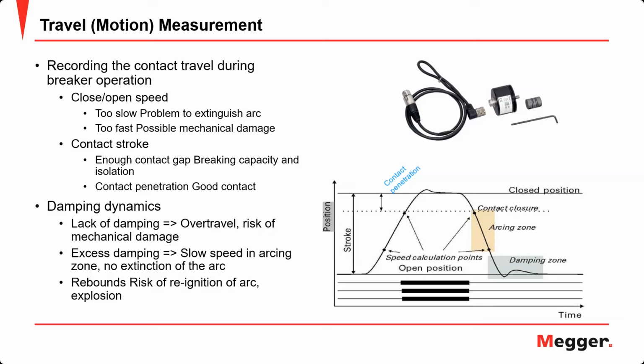Contact stroke measurement makes sure that there is enough gap and isolation when the interrupter opens, and that there is a good contact when the breaker is closed. The motion graph also gives us information about the damping. When the damping is too low, you might get over travel and the mechanism might get damaged. If you have excess damping, the moving contact will be slower in the arcing zone, so the arc won't be extinguished as fast. Finally, if the contact rebounds, it might cause reignition of the arc and the breaker might explode.